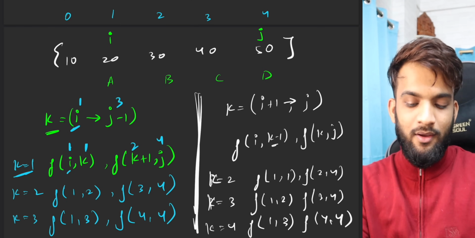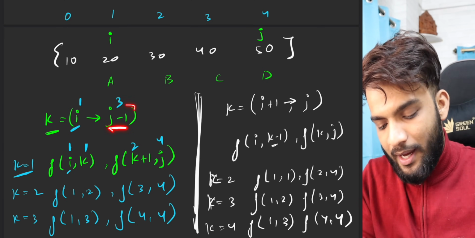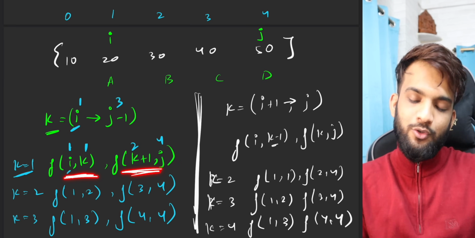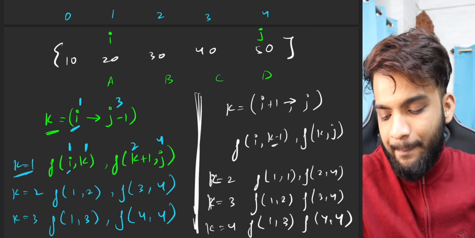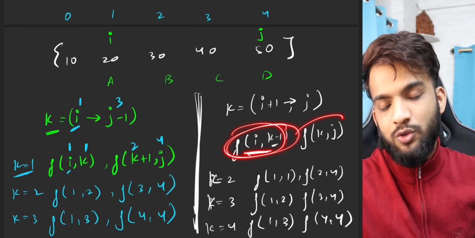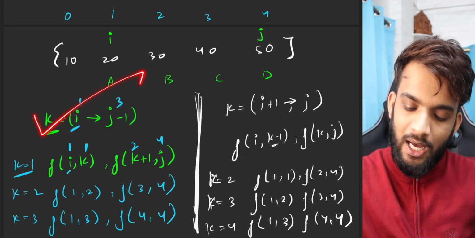If k is 4, it is going to be f of 1 comma 3 and f of 4 comma 4. It's the same way. Either you run till j minus 1, then you will do a partition from i to k and k plus 1 to j. Or if you run from i plus 1 to j, you're going to do a partition from i to k minus 1 and k to j. Both of the ways are correct.